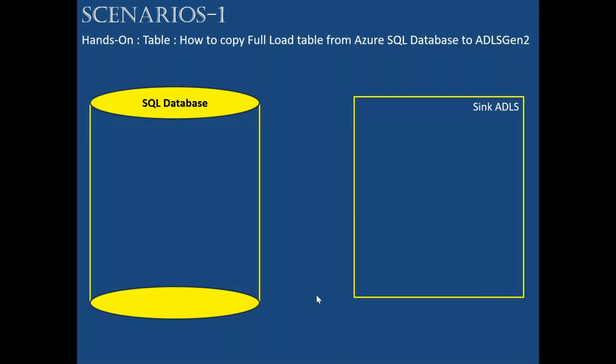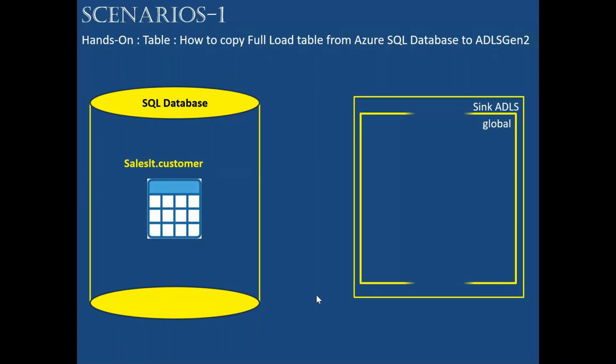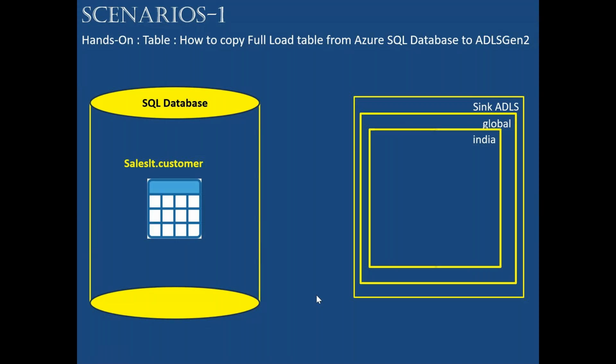So this will work like this: SQL database to ADLS. I want to copy data. Within the SQL database, I have a sales LTD customer table. Within the sink ADLS, I'll create a global. Under global, I'll create an India folder. Under India, I'll create a customer folder. Under the customer folder, I'll also create year, month, day folders.